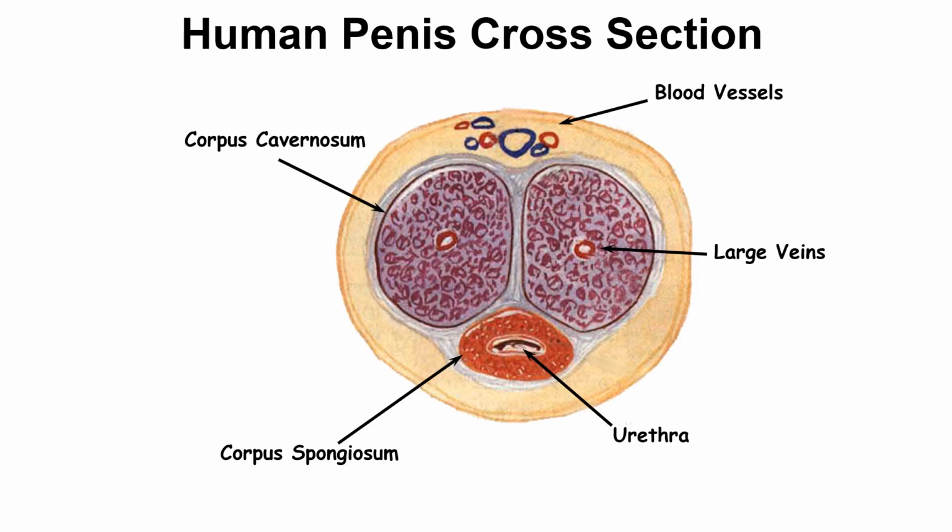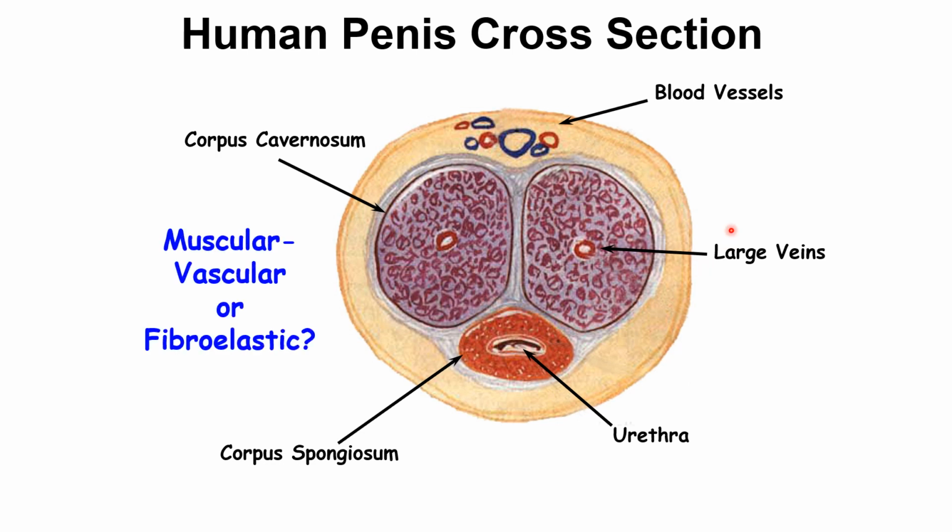This is another diagram of the human penis cross-section showing the muscular vascular type of penis. Again, the two major parts are the corpus cavernosum and the corpus spongiosum. Of course, we have here the associated blood vessels. Contained within the corpus cavernosum are the large veins. The CC, or the corpus cavernosum, is engorged with blood during the erect state. In the bottom is the CS, or the corpus spongiosum, that contains the urethra.